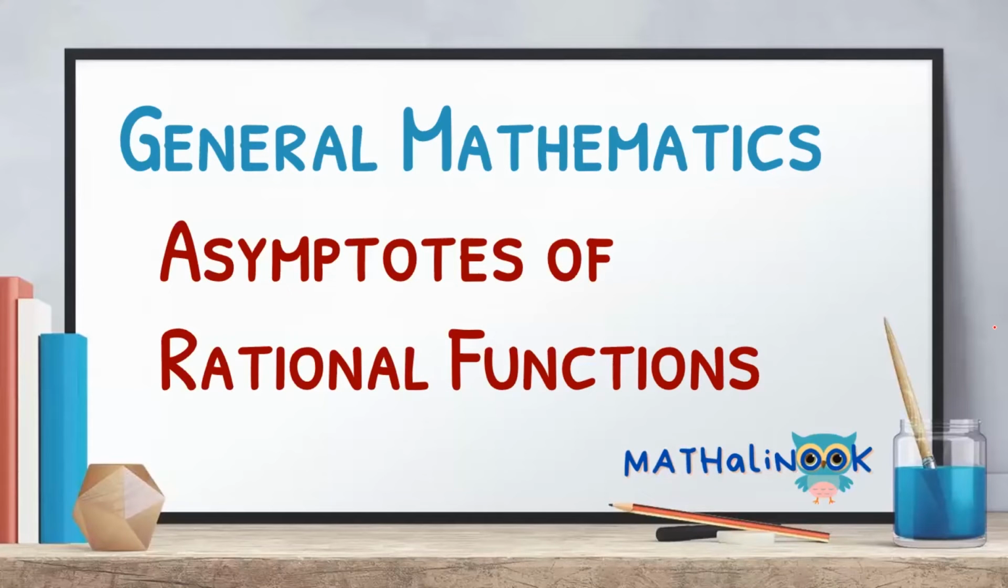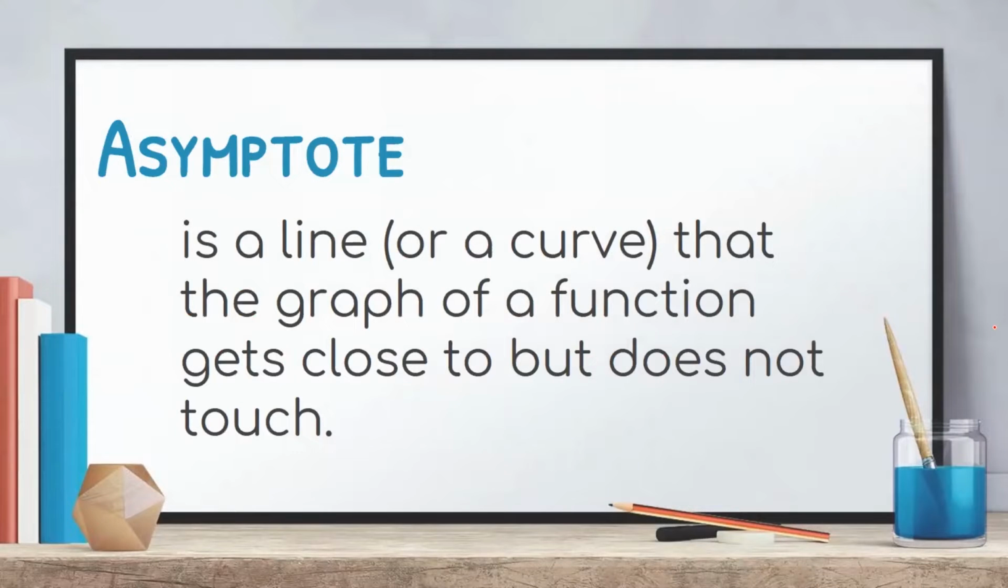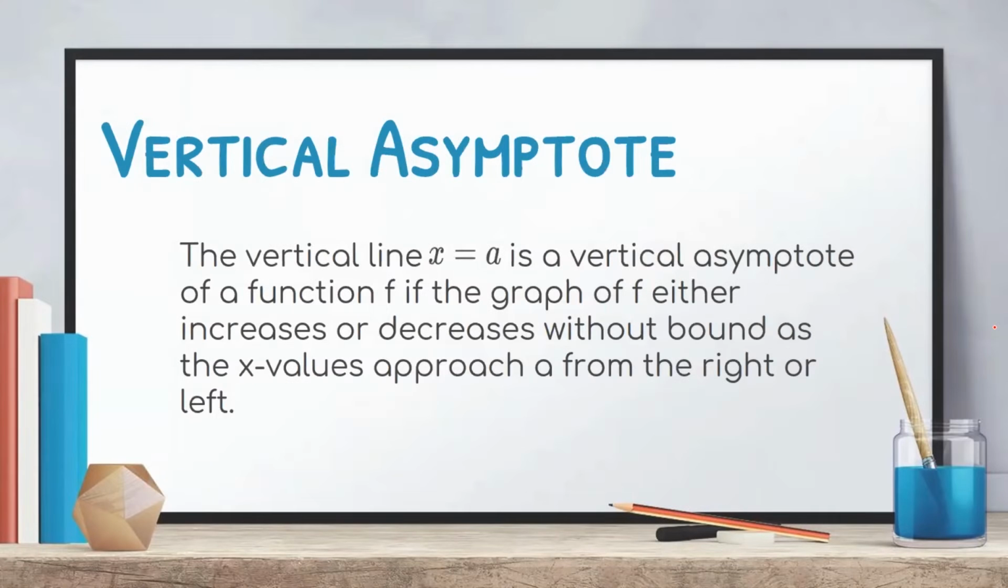Good day everyone! In this video, we will discuss asymptotes of rational functions. Let us first define what an asymptote is. An asymptote is a line or a curve that the graph of a function gets close to but does not touch. For this video, we will discuss vertical and horizontal asymptotes only.